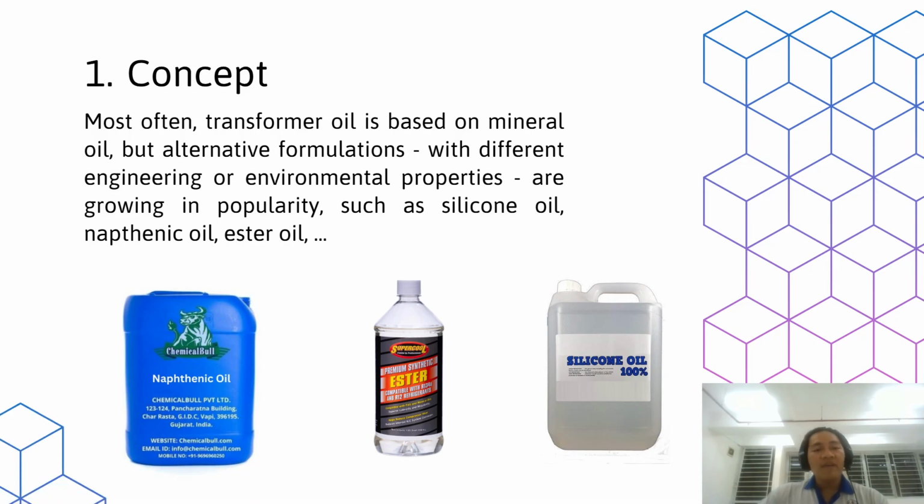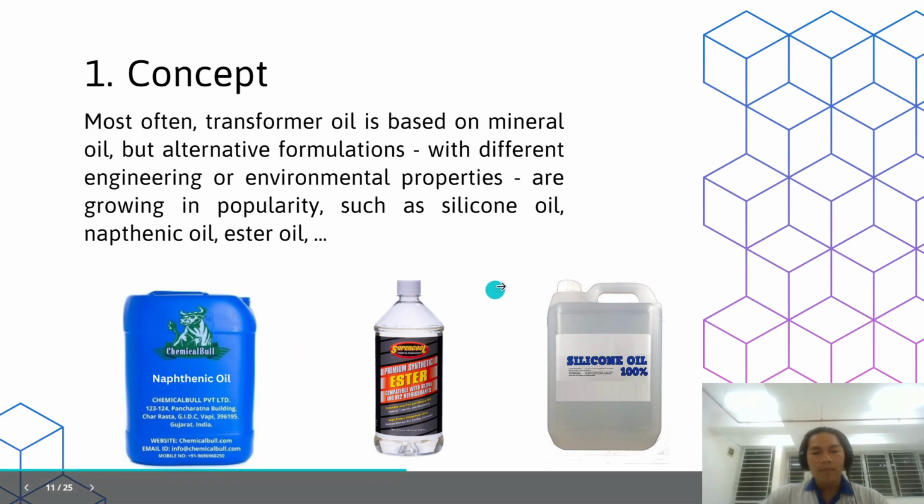Most often, the transformer oil is based on mineral oil, but alternative formulations with different engineering and environmental properties are growing in popularity, such as silicone oil, naphthenic oil, and ester oil. These are some examples.